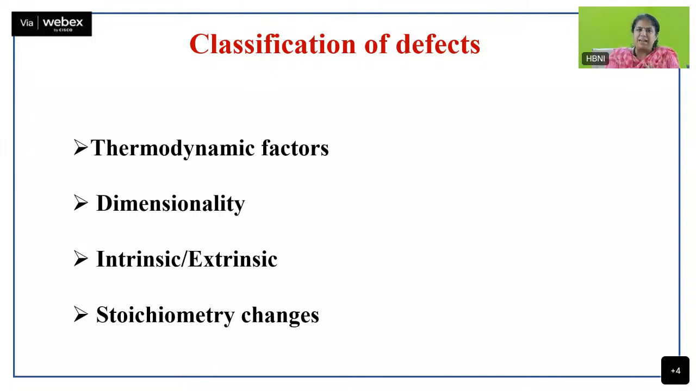That is the reason we classify things, not just in the case of defects but wherever we classify: some things you discover, and some things you are able to allot to the class. The classification of defects is based upon many factors: thermodynamic factors, dimensionality, whether the defects are intrinsic or extrinsic, and stoichiometric changes, that is, whether the defect that has occurred has brought any stoichiometric change in your compound, or has left it undisturbed.